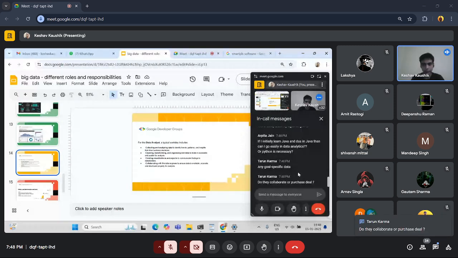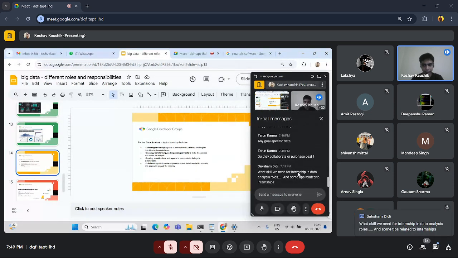Do they collaborate or make a purchase deal? Okay. So Tarun, actually, both happen. When a bigger company wants to take over a different company, let's just take Elon Musk for example. So he just bought Twitter, right? He did not buy Twitter just for the brand. He bought it for the data also. And many big companies buy small companies just for their data and business insights.